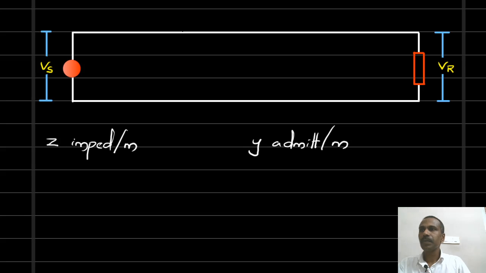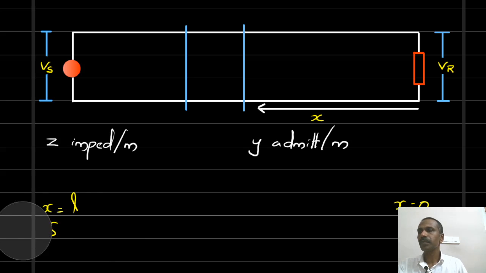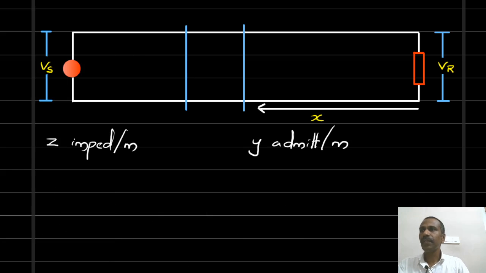Now let's consider a small portion of the transmission line. Suppose this is at a distance of X meter from the receiving end side. When X is equal to 0, we reach the receiving end side. When X is equal to L, we reach the sending end side. Here X is the variable, the distance of the transmission line from the receiving end.